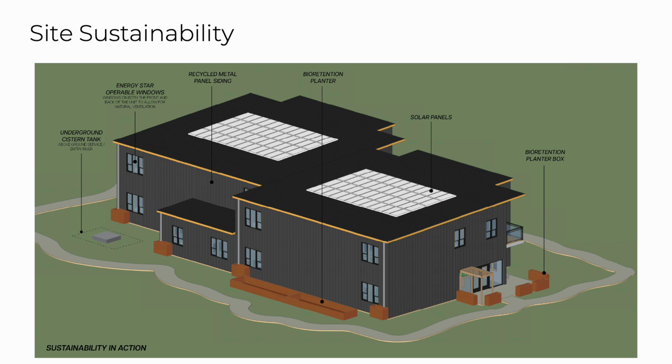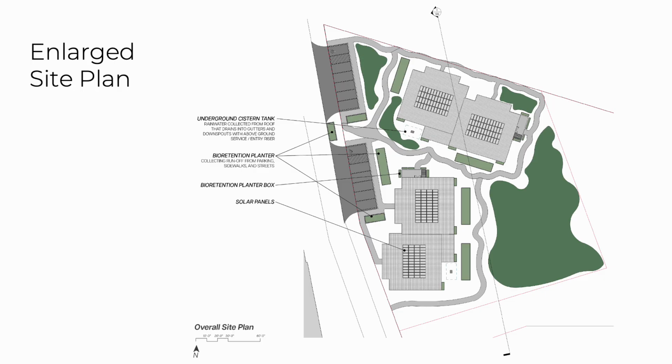This axon shows the different sustainability methods that are used on site that were just explained in the previous slides. This helps locate all of those different strategies on the site and the building. This enlarged site plan also calls out other spots on site where these sustainability methods are used.